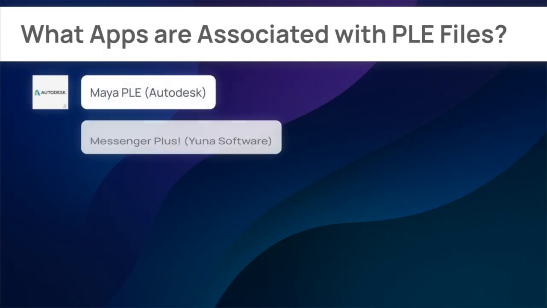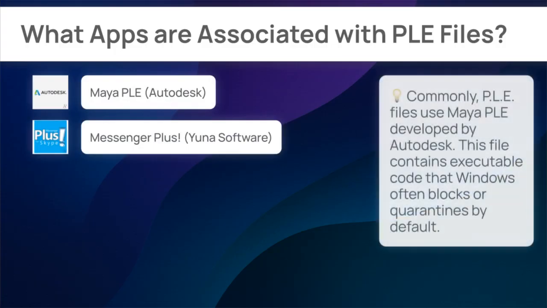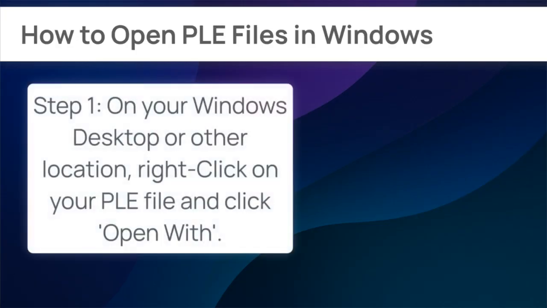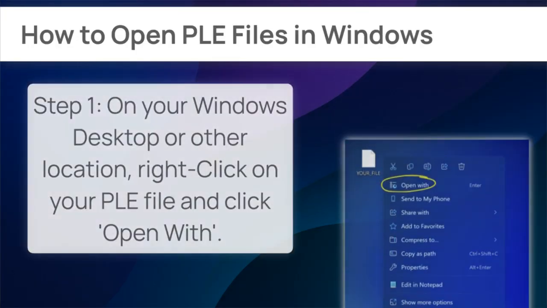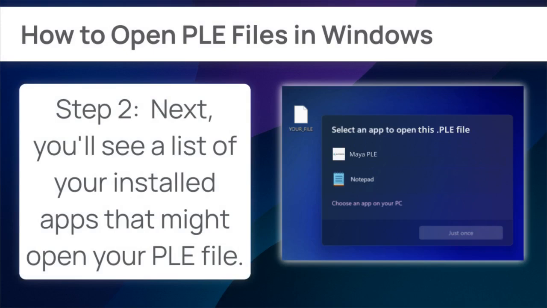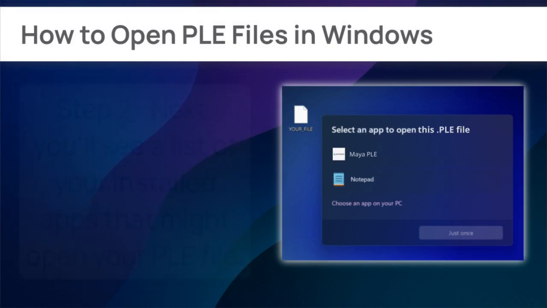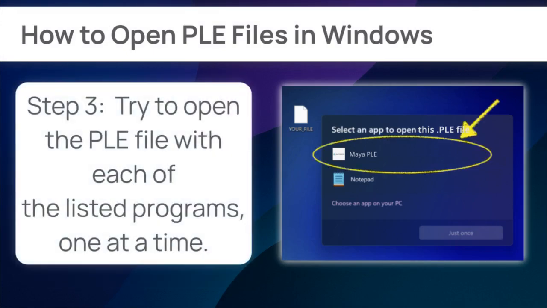Typically, PLE files can be opened with Maya PLE created by Autodesk. Improper handling in Windows can corrupt the underlying system files severely. Windows offers minimal interpretation of these files, so accessing their true meaning requires dedicated software. To force the file open, right-click your PLE file and select Open With. If Maya PLE is an option, test it. If it's not available, choose another program. We are trying to find the specific compatibility bridge.